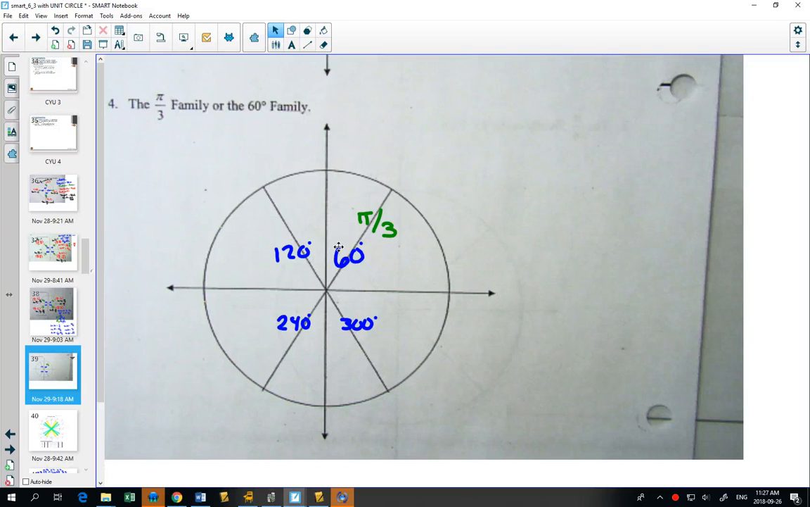10-second head start for your radians. 2 pi over 3, 4 pi over 3, and 5 pi over 3. And finally, I'll get you to do your coordinates and tan.